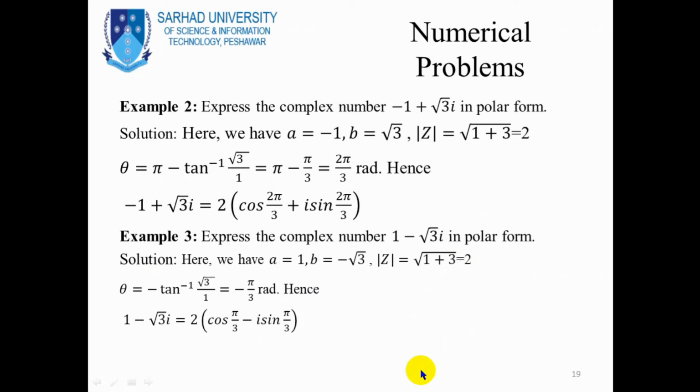Now another problem, to express the complex number minus 1 plus under root 3 iota in polar form. So we have a is equal to minus 1, b is equal to under root 3. So the magnitude of the complex number is square root of 1 plus 3, which is equal to 2. And now theta is equal to pi minus tan inverse of b by a. So pi minus pi by 3, which is equal to 2 pi by 3 radian. So the polar form of the complex number minus 1 plus under root 3 iota is equal to r into cos theta plus iota sin theta. This is r and this is theta: 2 cos 2 pi by 3 plus iota sin 2 pi by 3.